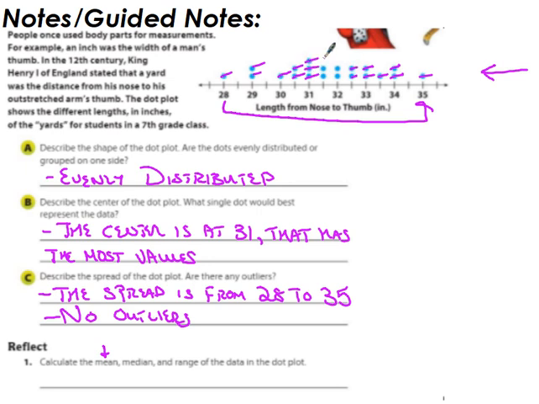And I'm left at 31 and a half. So the median is 31.5. I'll actually write down median. Your range is just take the largest value and subtract the smallest value. 35 minus 28, 7.